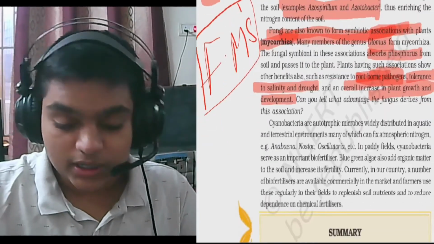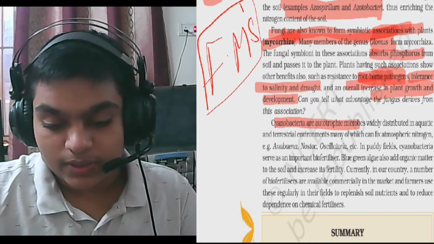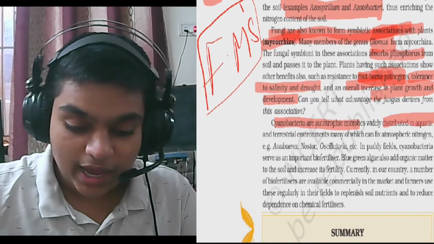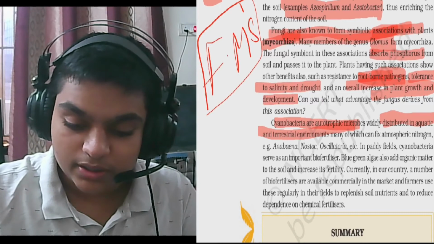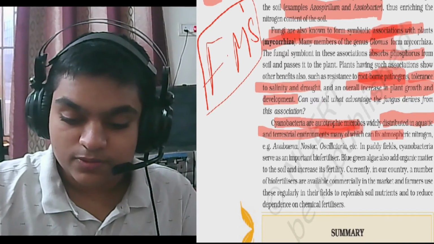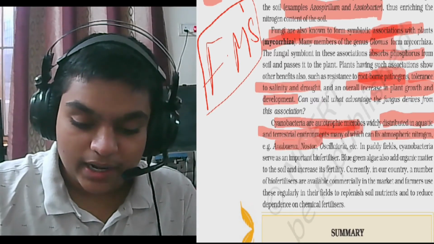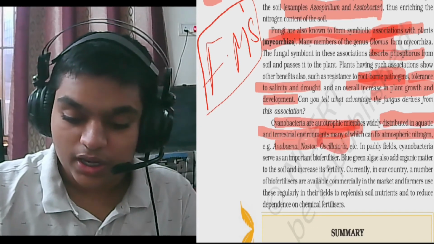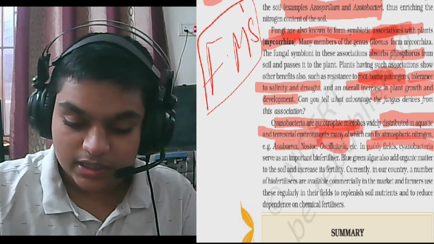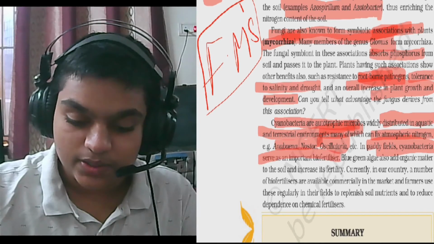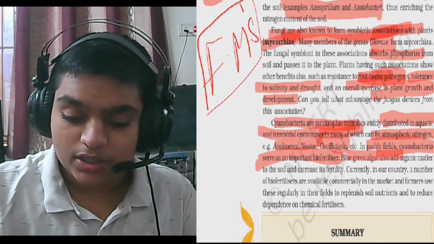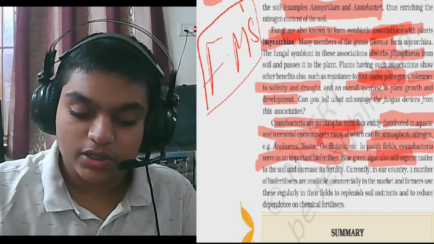Now, cyanobacteria are autotrophic microbes widely distributed in aquatic and terrestrial environments, and many can fix atmospheric nitrogen. Examples: Anabaena, Nostoc, Oscillatoria, etc. In paddy fields, cyanobacteria serve as a very important biofertilizer. They are also known as blue green algae.